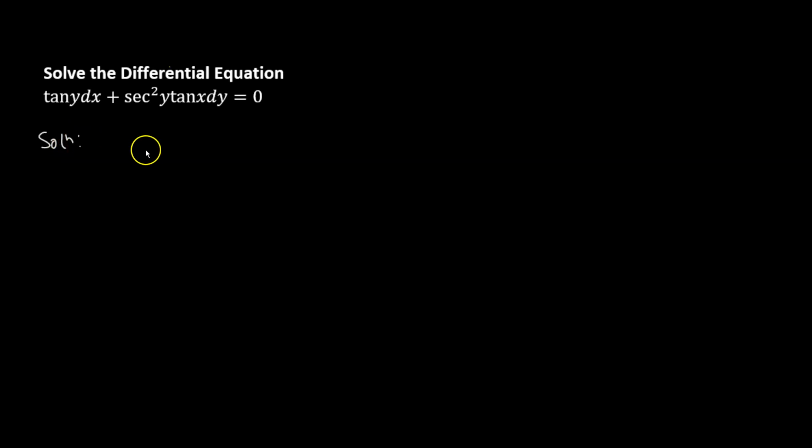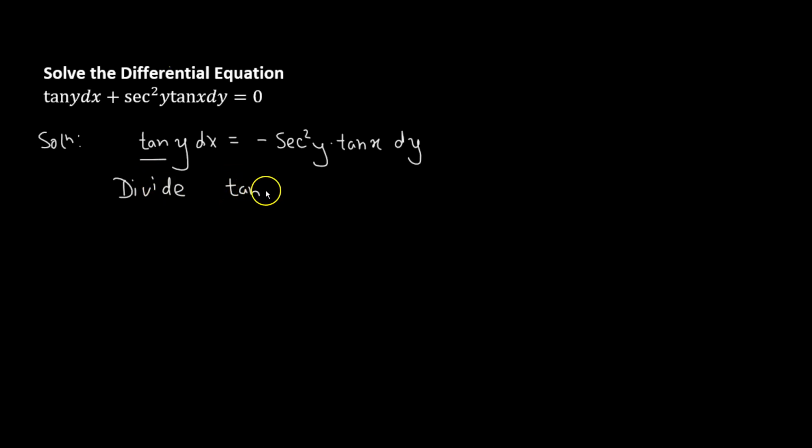We rewrite it as tangent of y dx equals, taking the second term to the right hand side, negative secant squared y times tangent of x dy. Our goal is to make the coefficient of dx purely a function of x and the coefficient of dy a function of y only. That means we need to get rid of the tangent of y from the left hand side, so we divide by tangent of y, and we need to get rid of the tangent of x on the right hand side, so we divide by tangent of x.